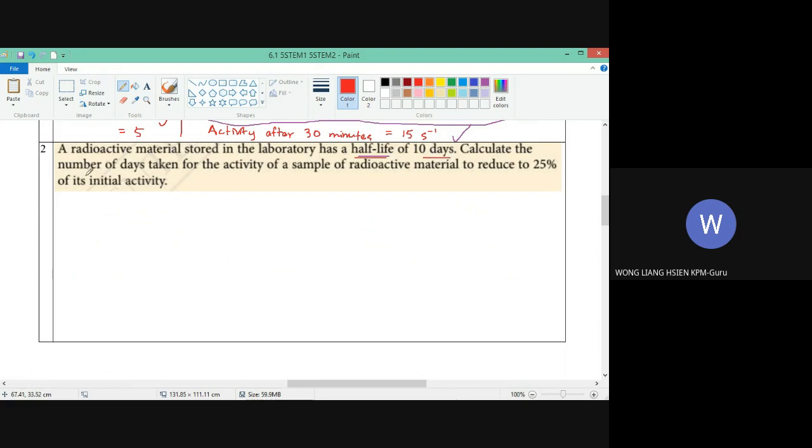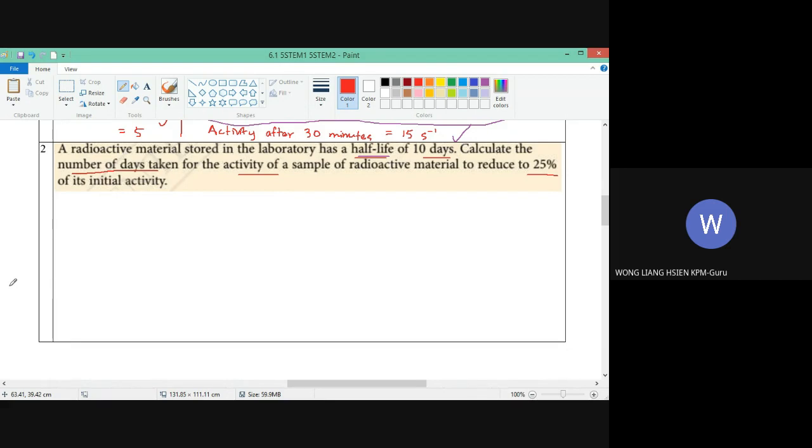Calculate the number of days taken for activity of the radioactive material to reduce to 25% of its initial activity. So we want to know how many days it takes to reduce to 25%. First, we need to know how many half-lives have already passed for it to reduce to 25%.